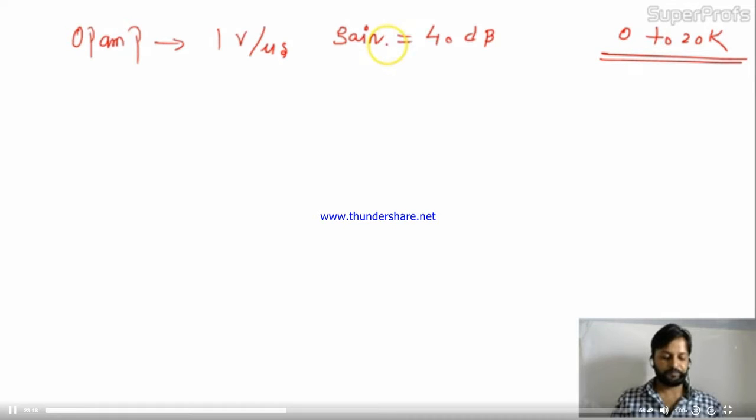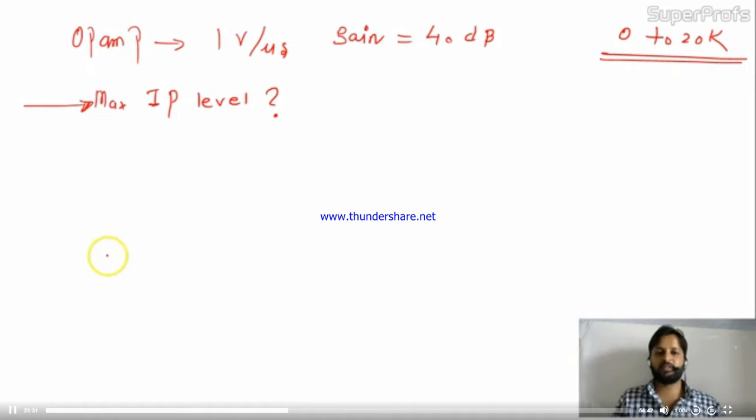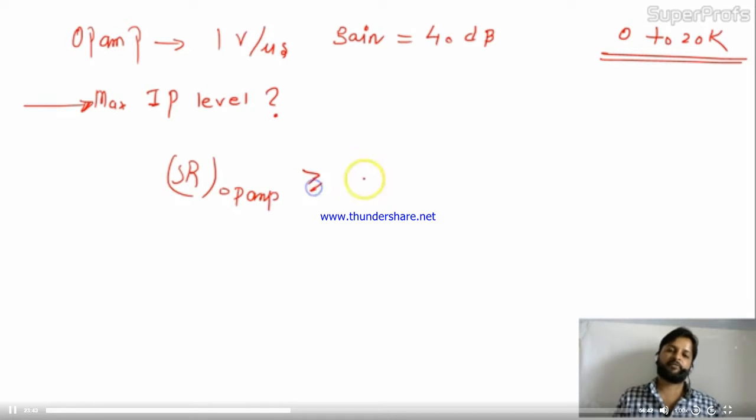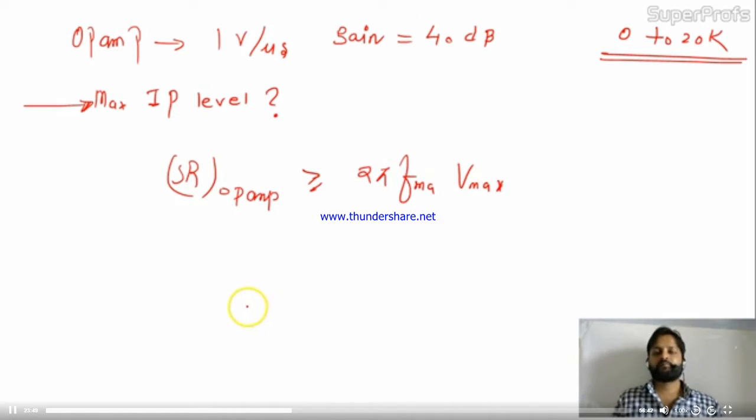So what must be the maximum input level, they are asking. The question is, what should be the maximum input level? Okay. So friends, f max is given. See the op-amp slew rate, the formula is the op-amp slew rate should be greater or equal to 2 pi f max V max. Is it okay?